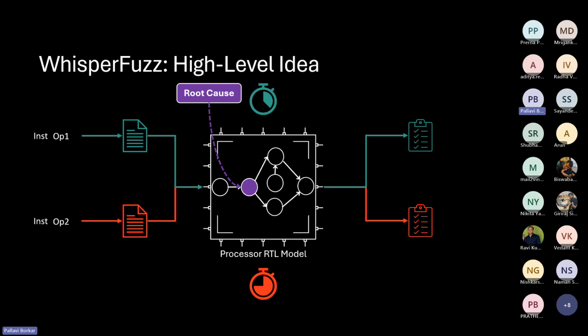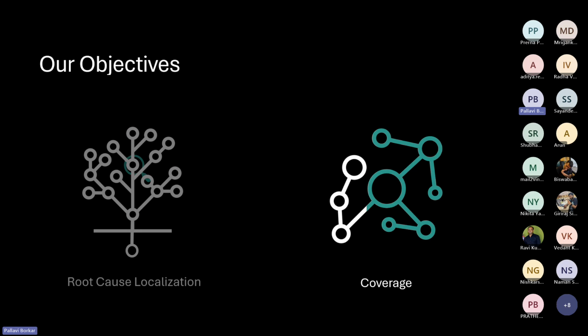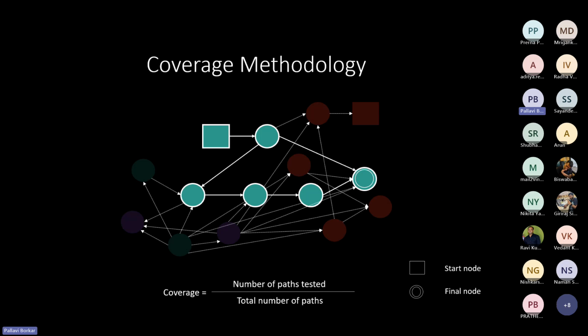Now that we are done with localizing our vulnerability within the RTL, we move on to our next objective, which was getting a relevant coverage metric. For this, we again use our micro event graph. The metric that we use is we calculate the number of paths that our tool has been able to traverse, and we divide it by the total number of paths which are present in the complete graph.